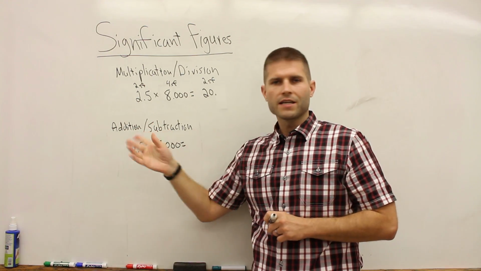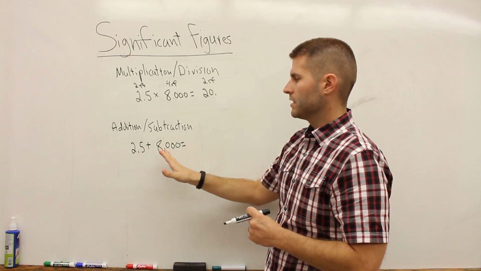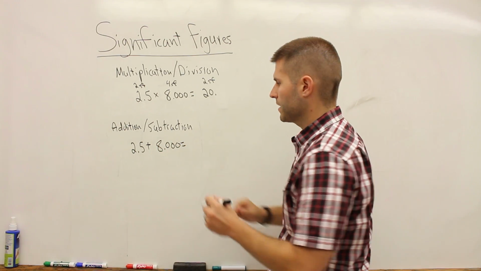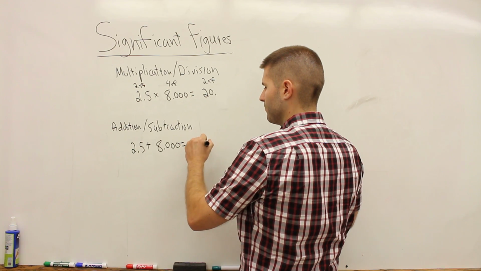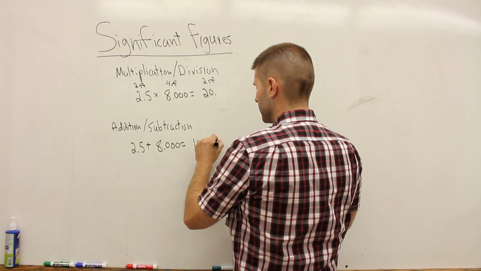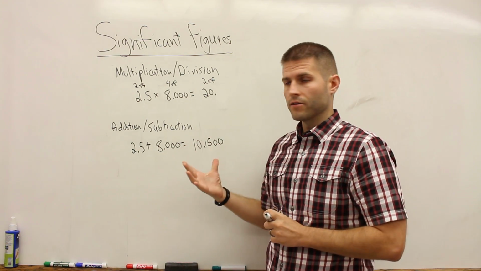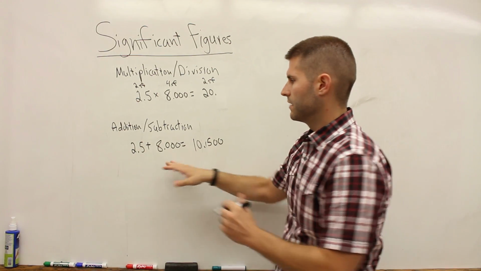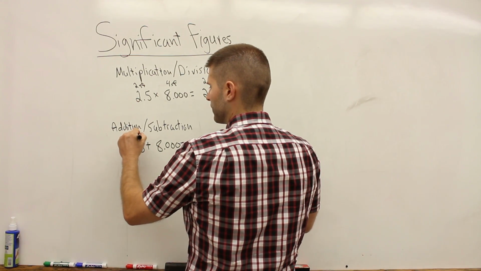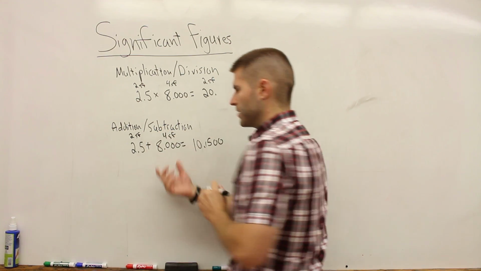For addition and subtraction, it's slightly different. Here we have 2.5 plus 8.000. If you plug that into a calculator, you get 10.500. This is what you would get inside of a calculator. Now again, we can assign the significant figures here. There are two significant figures for 2.5, just like there was above. There are four significant figures for the 8.000.